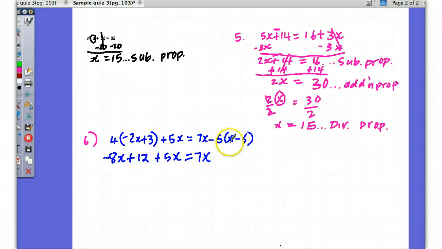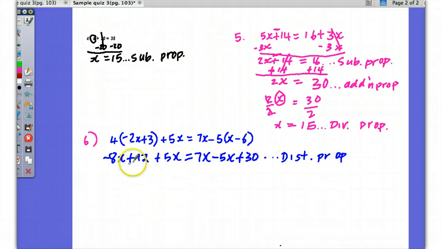I'm going to do the distributive property here again. Negative 5 times positive x. Again, when the signs are different, the answer is going to be negative, so that's negative 5x. And finally, negative 5 times negative 6. The signs are the same, so the answer would be positive. Okay, so let me just go ahead and put here the distributive property is what I used.